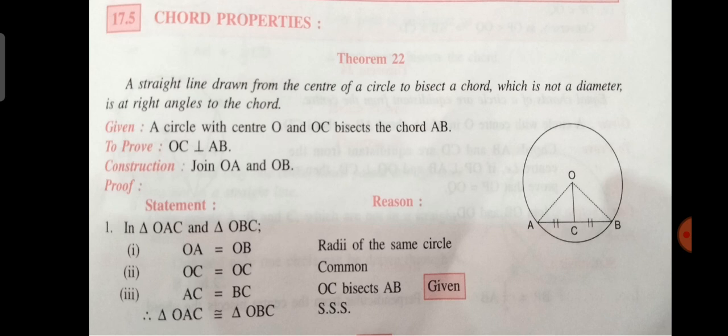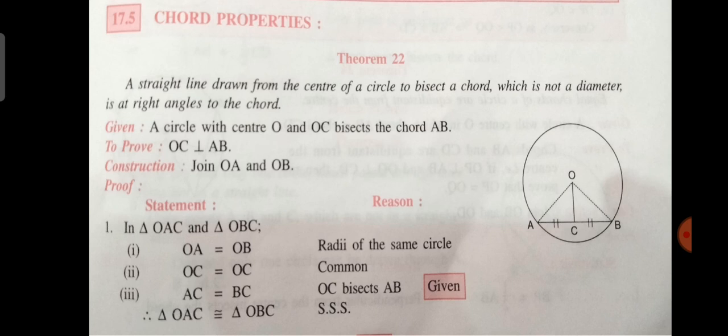First you plot the center of the circle O, then draw the chord AB, and then draw a straight line from O to AB which bisects the chord, which means the chord will be in half. That is OC. C is marked there. Then AC and CB are equal.